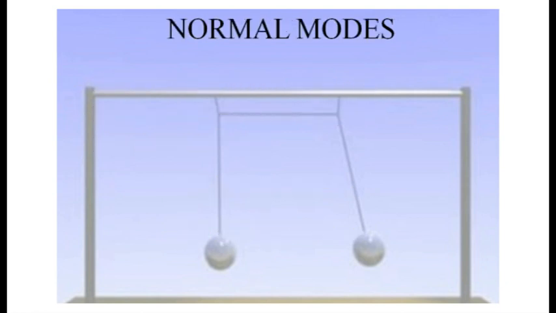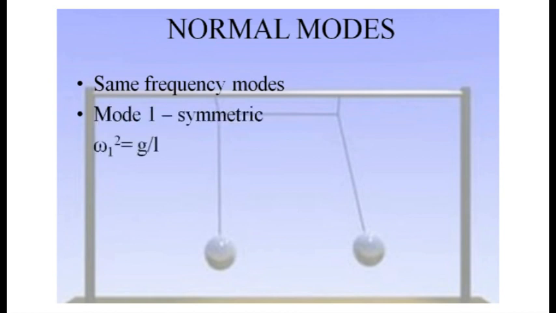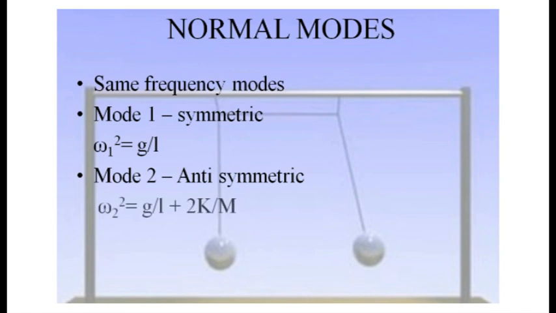Normal modes are the conditions where the system oscillates with the same frequency and passes through the equilibrium position at the same time. Here, mode 1 is taken to be symmetric, where both the pendulums have the same amplitude and same phase. Then their angular frequency omega 1 is given by omega 1 square is equal to g by L. Mode 2 is taken to be antisymmetric, where both the pendulums have the same amplitude but opposite phases. Then their angular frequency omega 2 is given by omega 2 square is equal to g by L plus 2K by M.